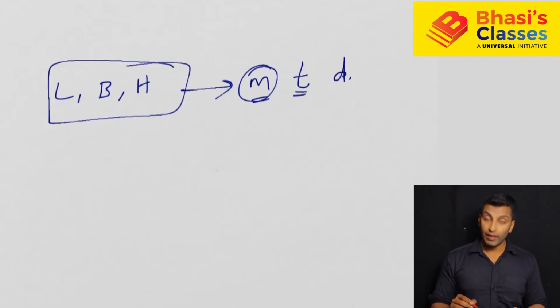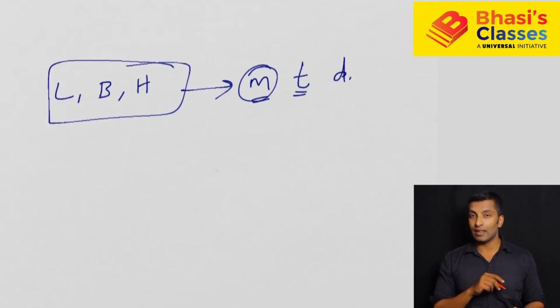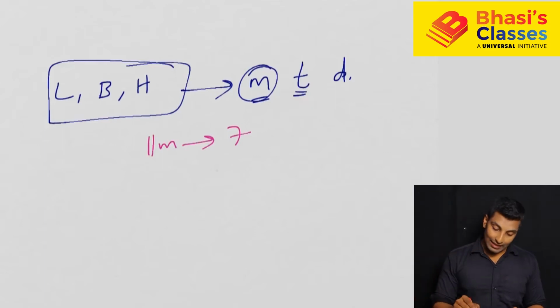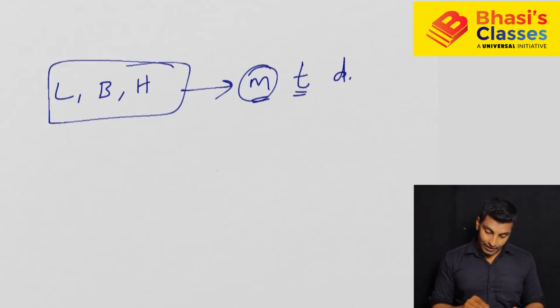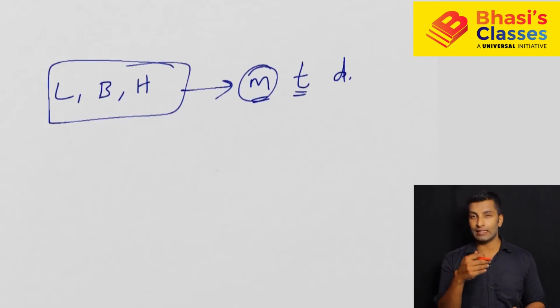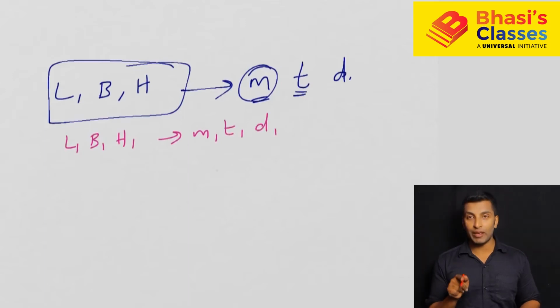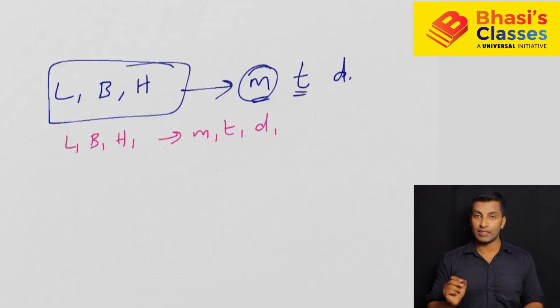In the previous cases they are just telling you 11 men can finish a work in 7 days, 7 men can finish in how many days. Now rather than giving in that way, this is a kind of question which I have seen in some of the difficult papers. L1, B1, H1 will be given, and M1, T1, D1 will be given. So you need to have a clear idea. I hope you have a clear idea of what I am discussing.